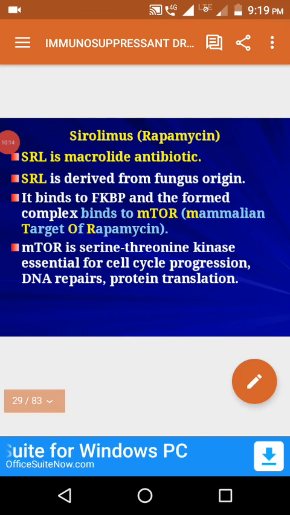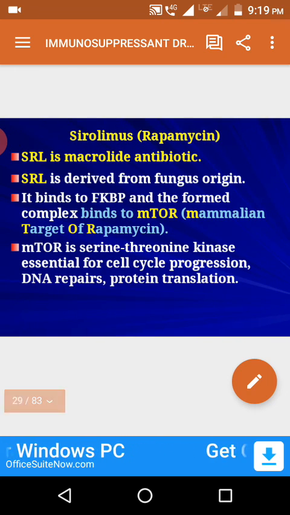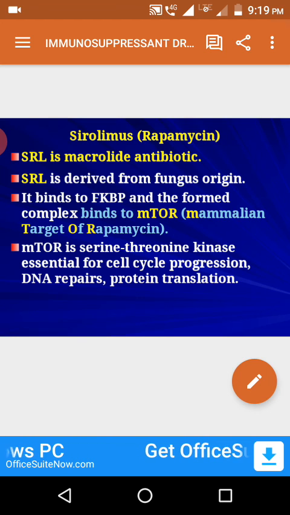One more drug which inhibits interleukin production is sirolimus. Tacrolimus and sirolimus are similar, but the mechanism is different, please keep that in mind. Sirolimus is a macrolide antibiotic, derived from a fungus. Like tacrolimus, it also binds to the FK binding protein, but the targets are different.